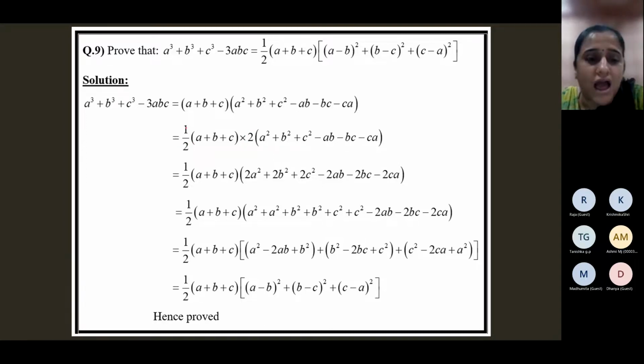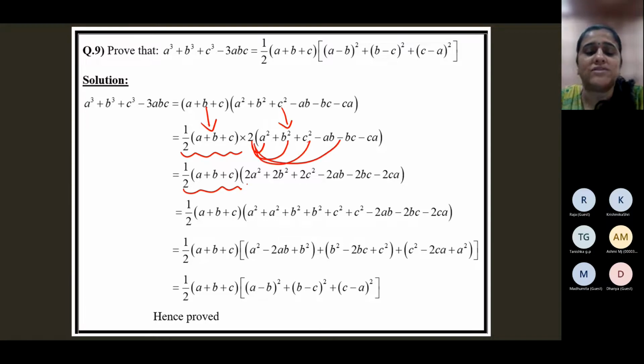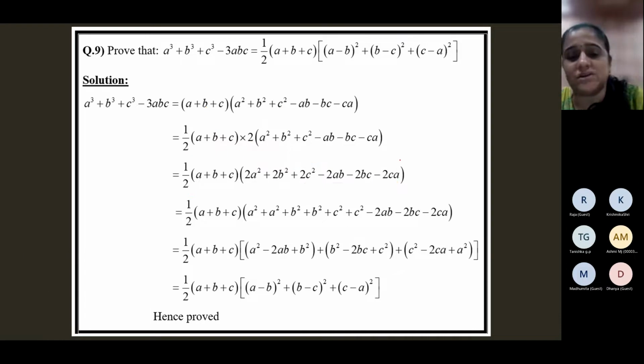So half into a plus b plus c, you're multiplying by half. Then in the second part, into 2, you're multiplying by 2, so it's like you're multiplying by 1 and not changing the value of the expression. That is the next step. Now you write this half of a plus b plus c as it is and multiply the 2 with every term inside the bracket. So that gives you 2a square plus 2b square plus 2c square minus 2ab minus 2bc minus 2ca.